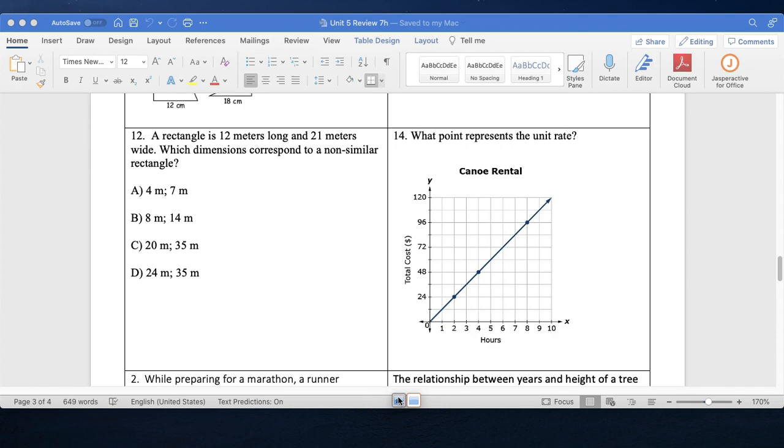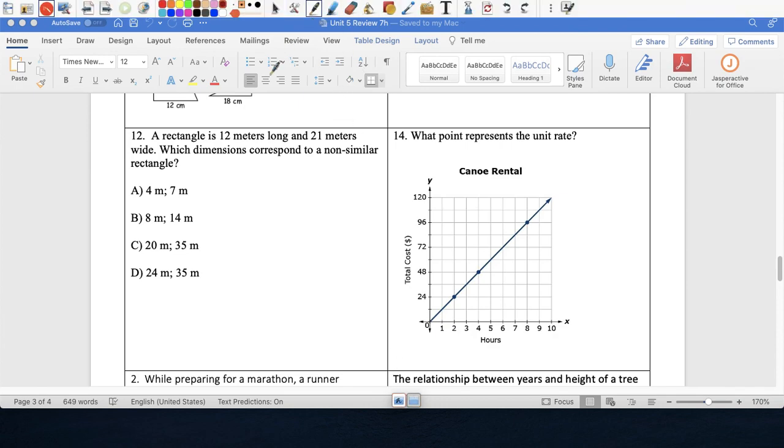A rectangle is 12 meters long and 21 meters wide. So I'm going to draw this: 21 wide and 12 meters long. That's what the rectangle looks like. Which dimensions correspond to a non-similar rectangle? Let's draw 4 and 7 first. I'm assuming the length comes first and then the width for all of them. So this is a 4 going this way and a 7 going down.